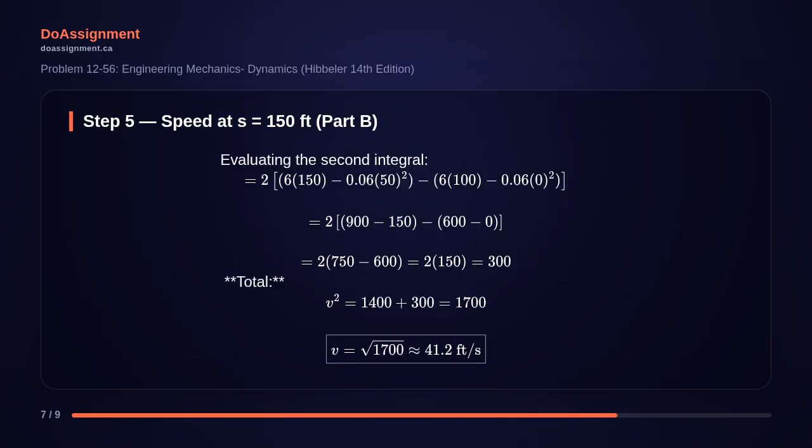Evaluating the second integral at the bounds gives 2 times the quantity 750 minus 600, which equals 300. Adding both parts, v squared equals 1400 plus 300, or 1700. Taking the square root, the speed at 150 feet is approximately 41.2 feet per second.